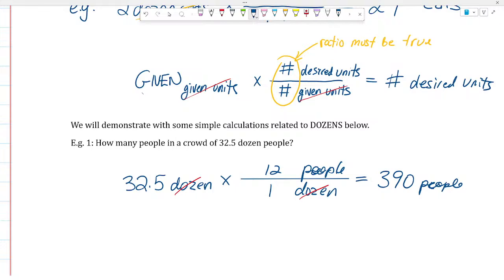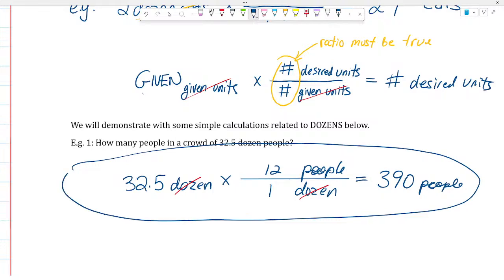How's that feel? Does it kind of make sense? That process. I don't care that you know how many people are in 32.5 dozen, but I do care that this process starts to make sense. And at first, it's going to feel clumsy. It's going to feel like a waste of your time. Look at me. It's not a waste of your time.